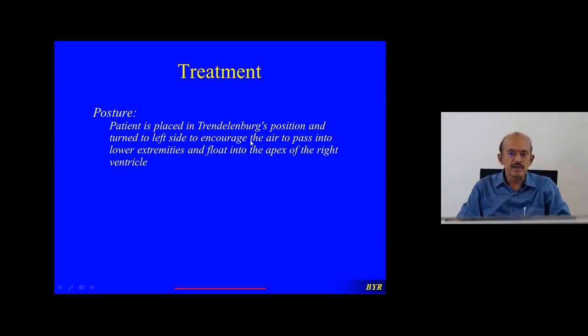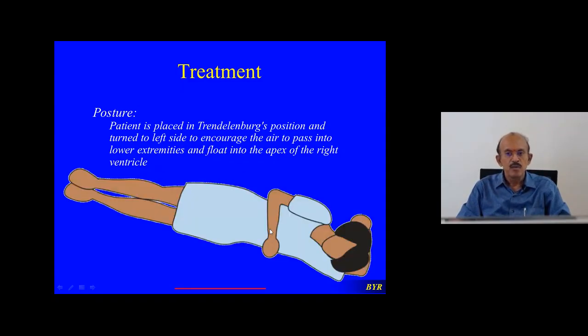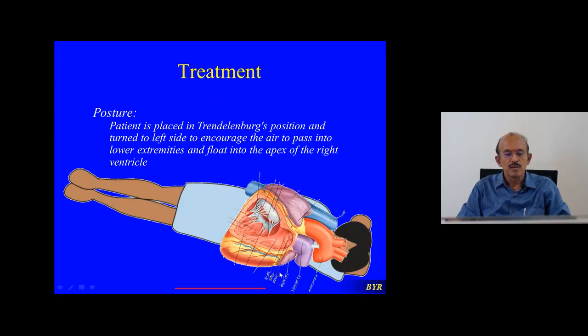The patient is kept in Trendelenburg's position and turned to the left side to encourage the air to pass into the lower extremities and float into the apex of the right ventricle. So the patient should be kept in left lateral position with head down. Then the heart will be like this. All the air or foam collects here, because foam always goes in the anti-gravitational direction. So the foam will collect here, and through this opening it goes into the atrium.